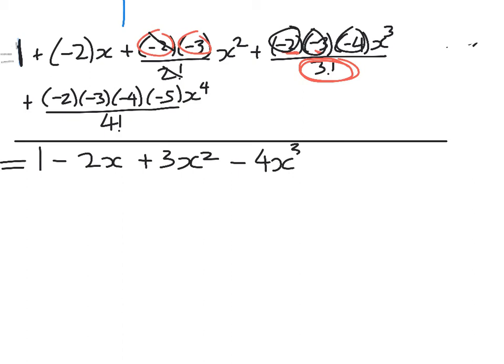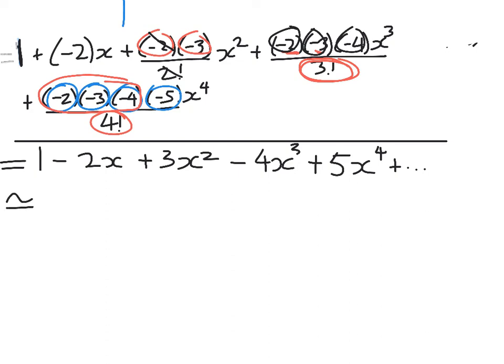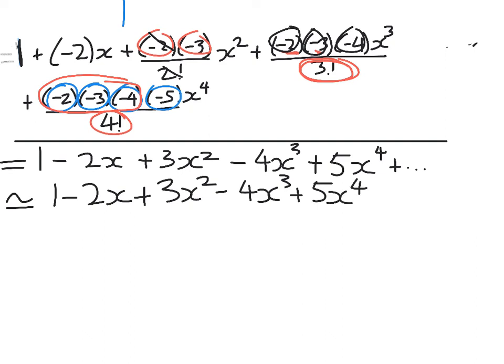Right, the next term, negative, negative, negative, negative. So it's going to be positive, plus, and again, 4 factorial in this case is exactly the same as 2 times 3 times 4, so they go. So what do I have? I've got plus 5x to the power of 4, dot, dot, dot. So that's my infinite series. So when I want the quartic approximation to the term in x to the power of 4, I'm going to write this is roughly equal to 1 minus 2x plus 3x squared minus 4x cubed plus 5x to the power of 4. And as I said, you won't usually have to go out that far. It'll usually be a quadratic approximation.